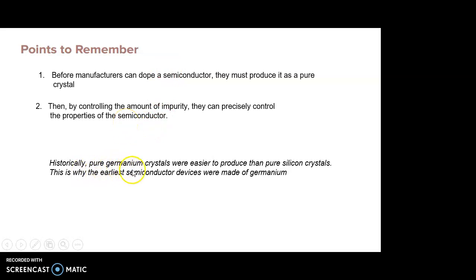Historically, pure germanium crystals were easier to produce than pure silicon crystals, and that's the reason why germanium was considered before. So that is the reason the earliest semiconductor devices were made of germanium.